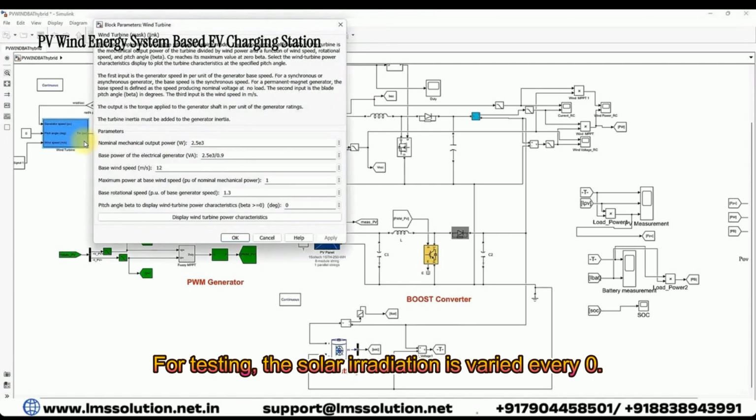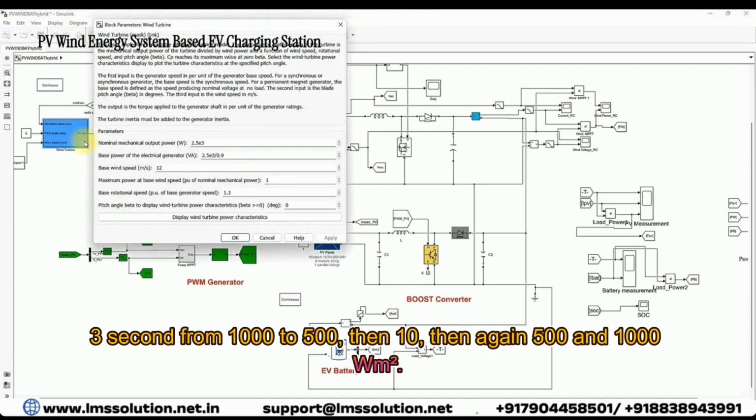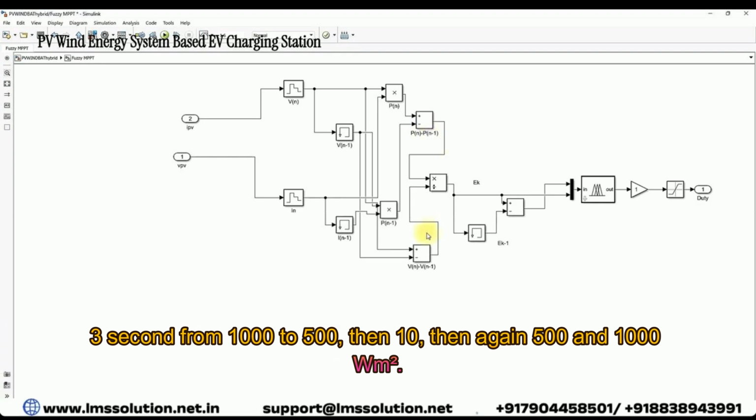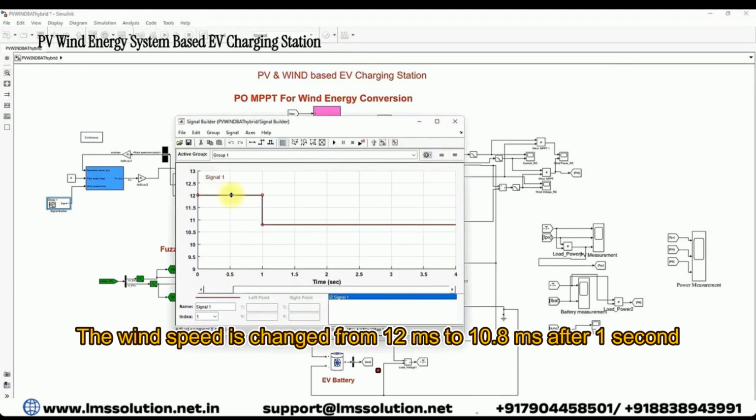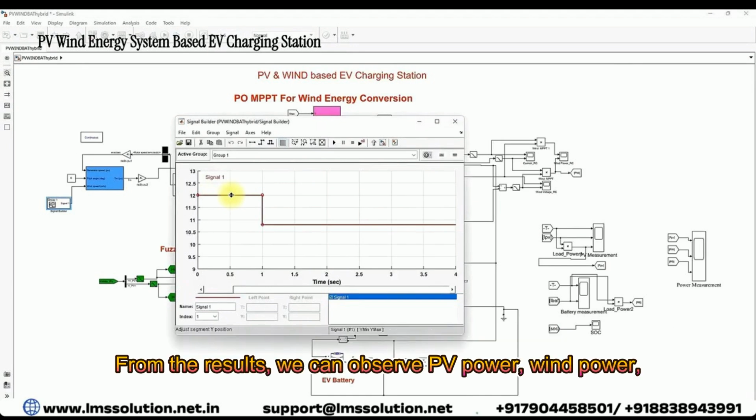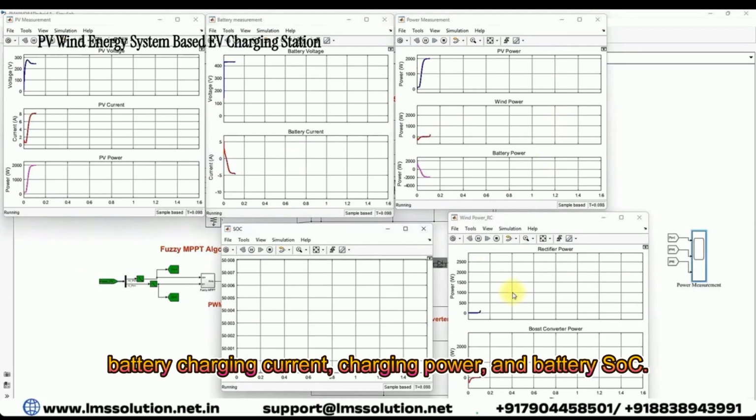For testing, the solar irradiation is varied every 3 seconds from 1000 to 500, then 100, then again 500 and 1000 W/m². The wind speed is changed from 12 m/s to 10.8 m/s after 1 second. From the results, we can observe PV power, wind power, battery charging current, charging power, and battery SOC.